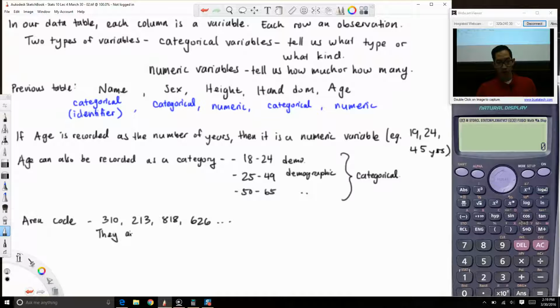So they are numbers, but do not tell us how much or how many. So in reality, they are just labels, okay? So really, they are just labels which make them categorical variables.